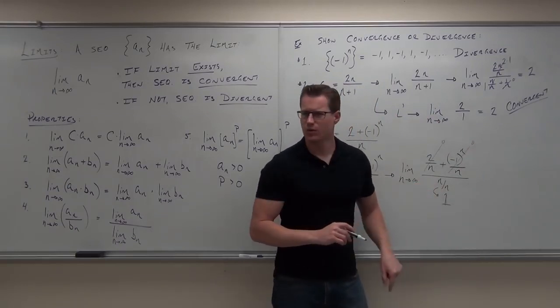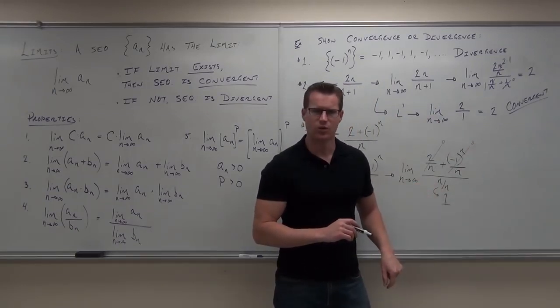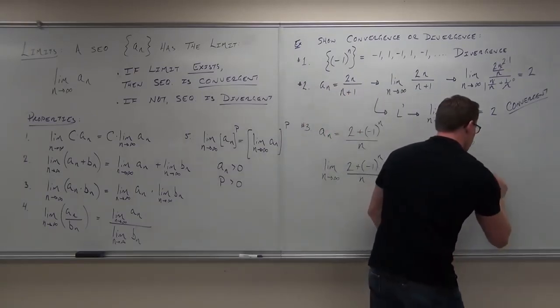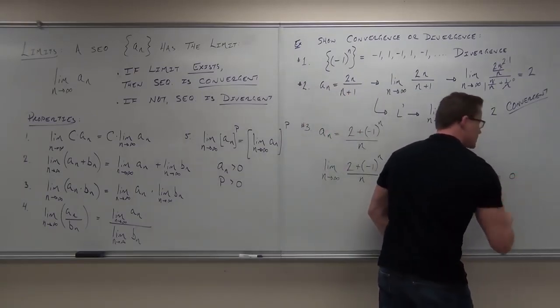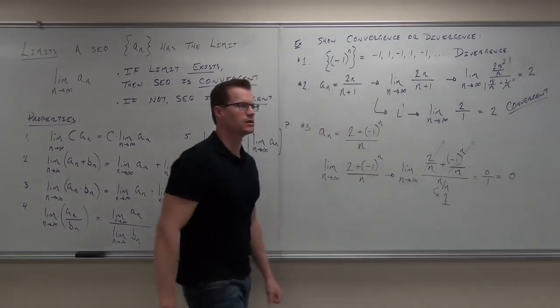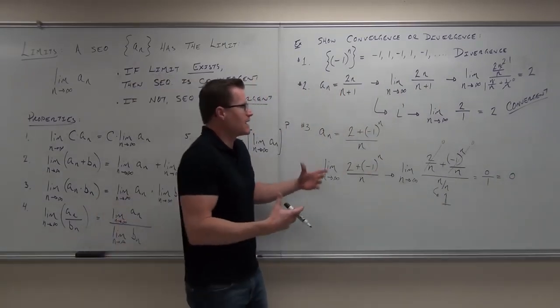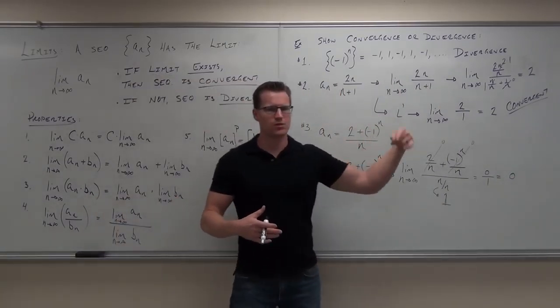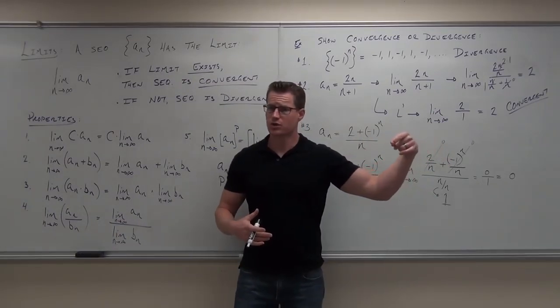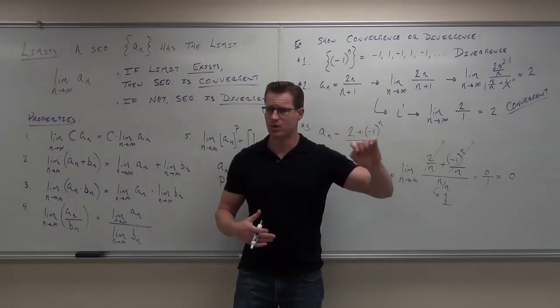Over, can you do 0 over 1? Yes. This is 0 over 1, or 0. That's what it's saying. What it's saying is that as you're going towards infinity with your terms, all of those terms are going to get really close to what number?